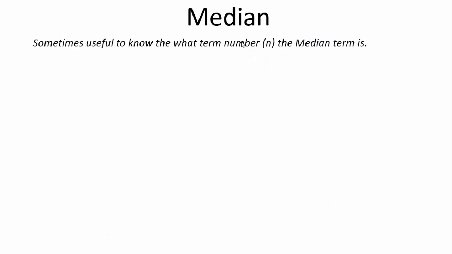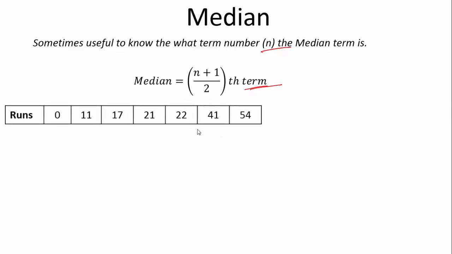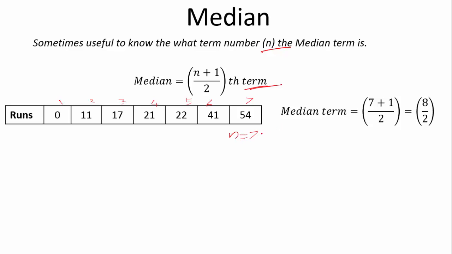Another thing that's very useful to know is sometimes to know what term number n the median is. So what term in the series is the middle number? So here we have our median as the (n + 1) divided by 2 term. So this is going to be the term that is the median term, not the value of the median, just the median term. So let's take our runs ordered list. Let's say the median term is there was 1, 2, 3, 4, 5, 6, 7. So n was equal to 7. That's the number of terms in a series. And we put that over here.